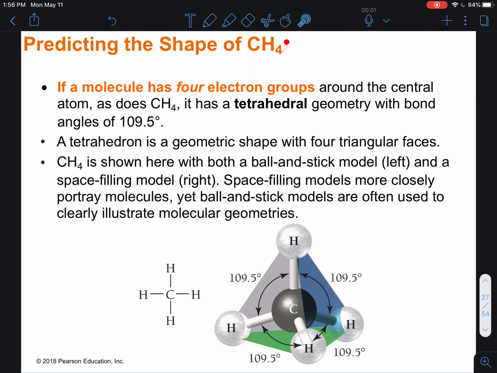So what about something like methane? Predicting the shape of methane. We already went through the Lewis structure of methane, and this is what it looks like right here. The first thing you're going to have to do is look at the fact that this central carbon atom has four electron groups, 4 single bonds.